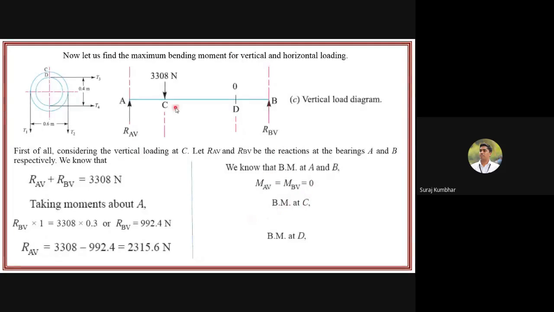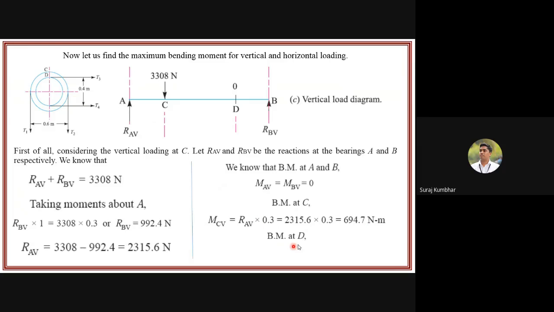Now we will find the bending moment at C and the bending moment at D. The bending moment at C is MCV equal to RAV into 0.3, because we are taking the bending moment at C. RAV we already know, 231.56, into 0.3. So you will get the bending moment at C in the vertical direction as 694.7 Newton meter.